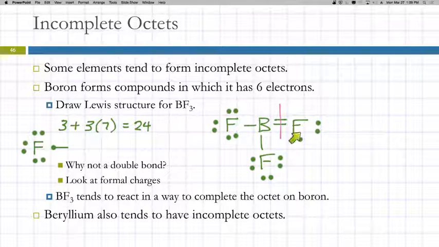What's the formal charge on this fluorine? Plus 1. It came in with 7. It's leaving with 6. So this is plus 1. And what's the formal charge on that boron? Came in with 3, leaving with 4, minus 1. What if we don't do the extra sharing?